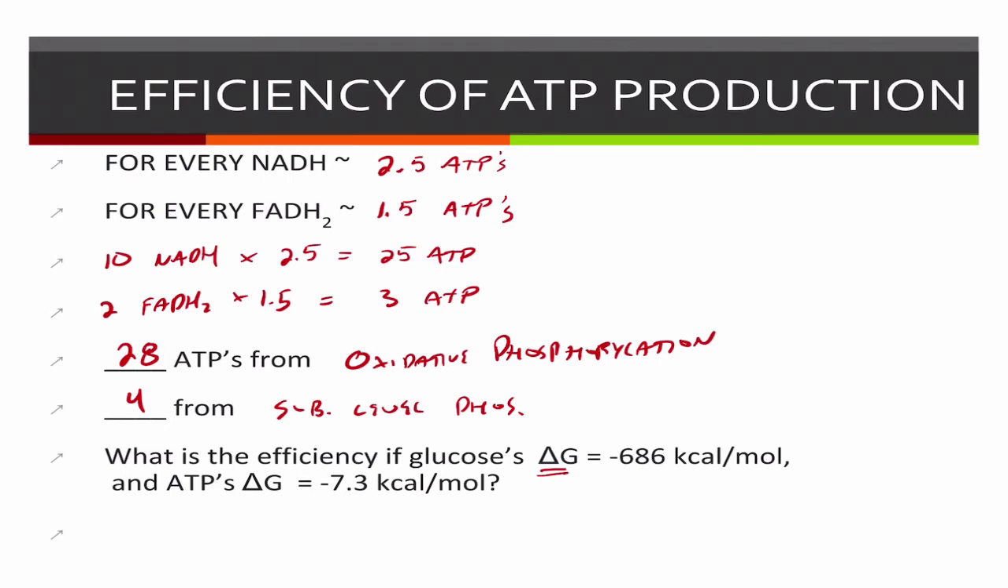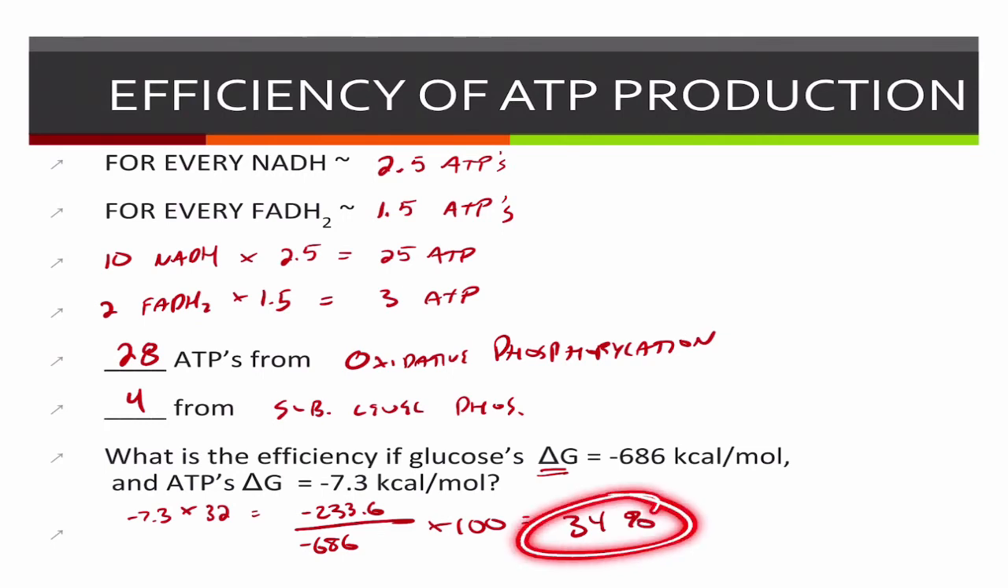Well, if you think about it, if I say negative 7.3 times the 32 that I have, that equals, what is that, negative 233.6, I believe, and I divide that by what it is for the glucose itself. I take that times 100. It gives me about 34% efficiency. So that is as efficient as your body is. 34%. That's not great, right?